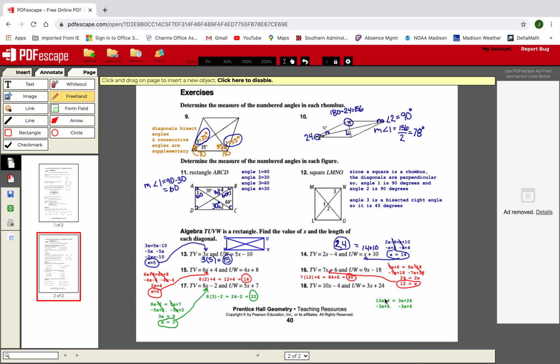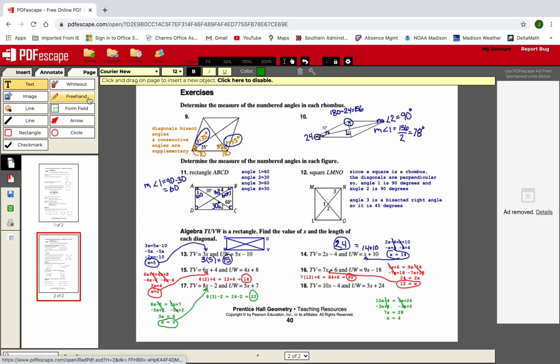So I'm subtracting 3x and adding 4 to both sides, which means my constants are going to cancel out on the left, my variables are going to cancel out on the right. And on the left I have 10x minus 3x, which is 7x. And on the right I have 24 plus 4, which is 28. Beautiful. Something that's divisible evenly. So I'm dividing both sides by 7. 28 divided by 7 is 4.